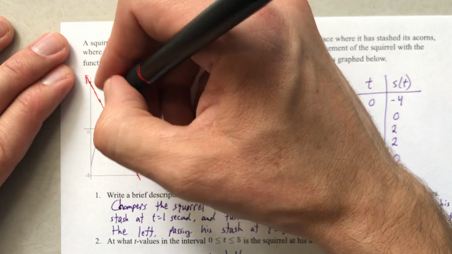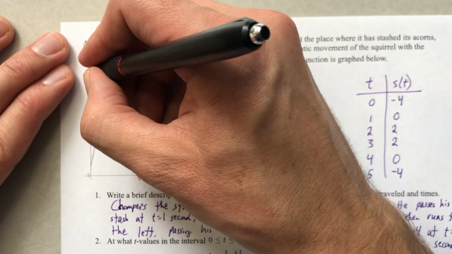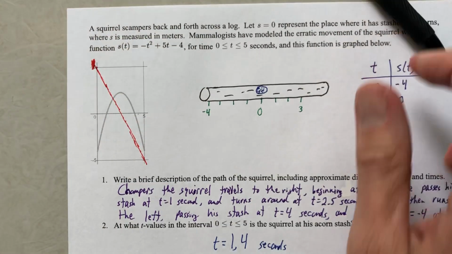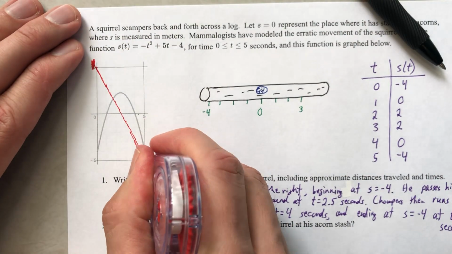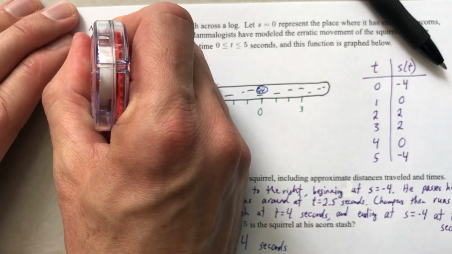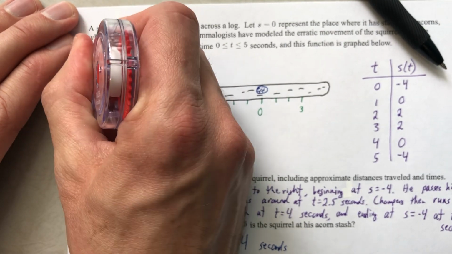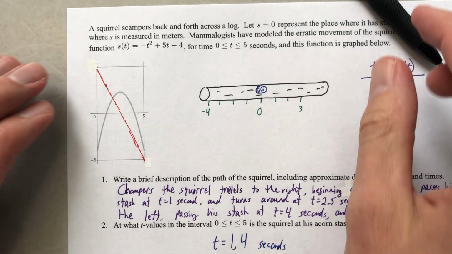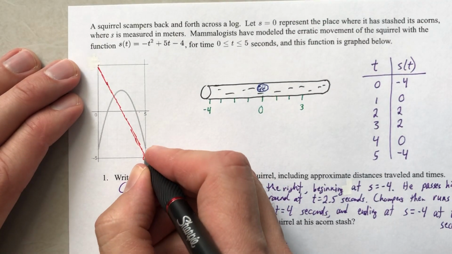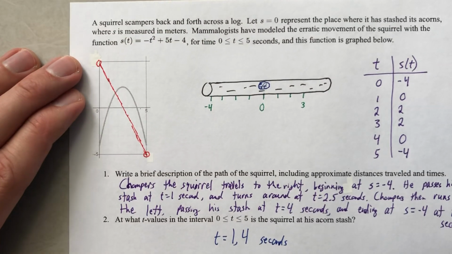All right, so we're going to make some connections. I shouldn't put an arrow there. It starts at 0 and ends at 5, so let's not extend this too far. That would be an open interval if you want to get technical about it.